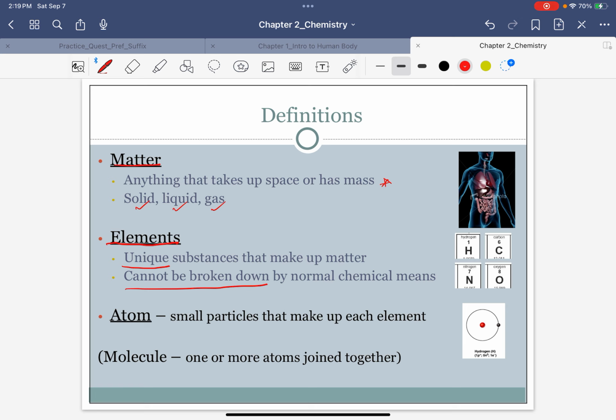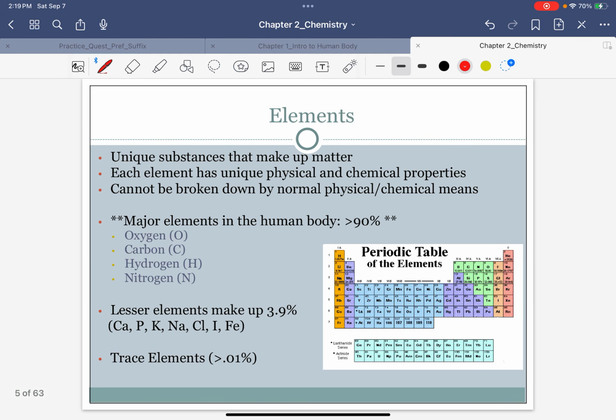I know everyone has heard of and or seen the periodic table of elements. You don't need to know the periodic table of elements. You should feel good about that. Again, be able to pick from a list the proper definition. What is an element? A unique substance that cannot be broken down by normal means. Now, you don't need to know every single element, of course, but I am going to point out one thing.